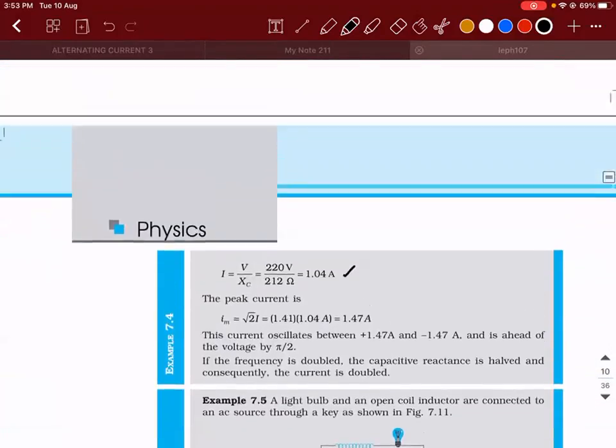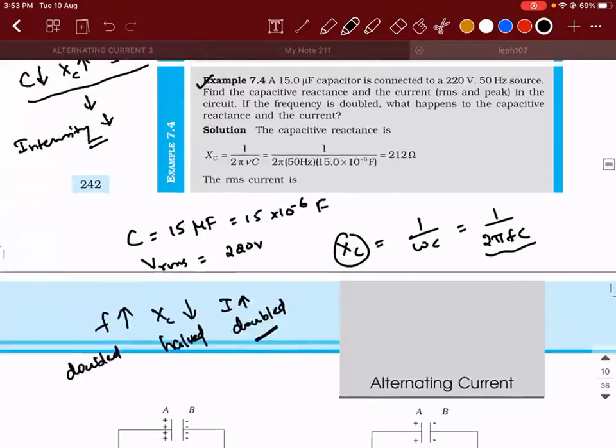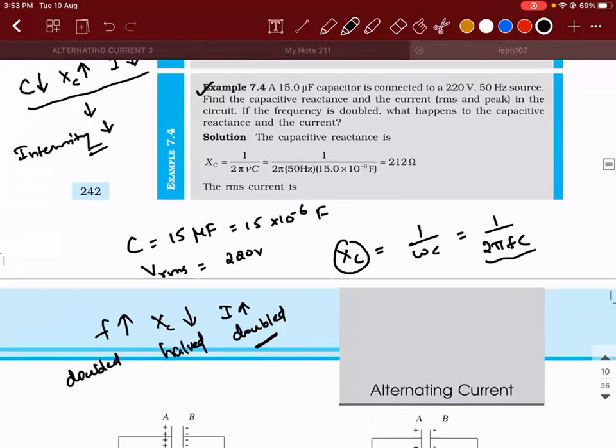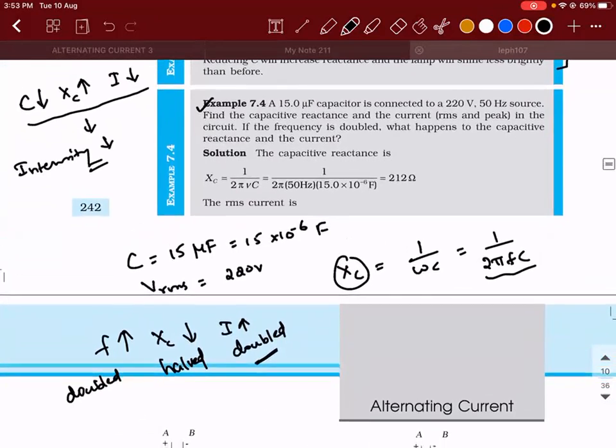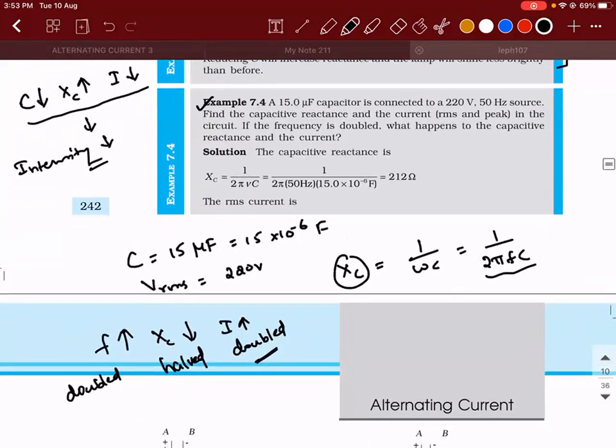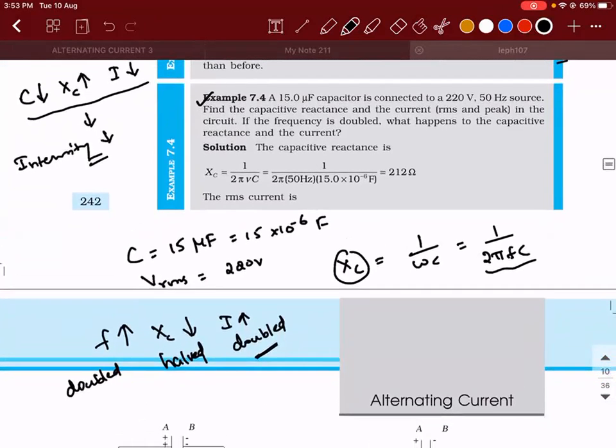Why did they give voltage, sir? Why did they give voltage? RMS value, voltage. Yes, sir. Maybe they wanted to, no, they asked, no, find the current. I didn't see that. Find the current. So for you to find the RMS value, IRMS is equal to VRMS divided by XC.